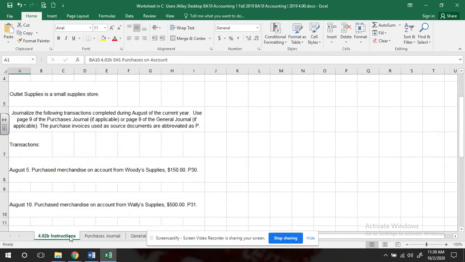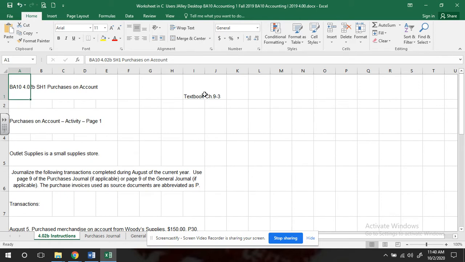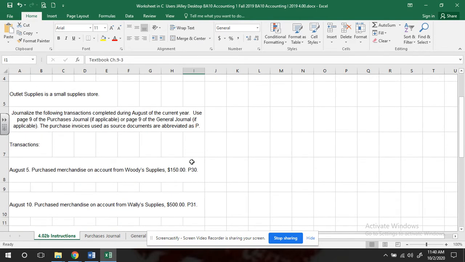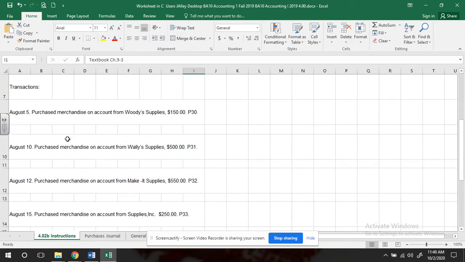So go into our instructions, and again, this is in 9-3. Up here, I put 9-3 of the textbook if you need that. So we're going to post each one of these transactions, and they have 5 transactions for us for the month of August. All right, so the first one says purchase merchandise on account from Woody's Supplies. Now, merchandise, again, is what we're selling to our customers. So we can put this in the Purchases Journal.